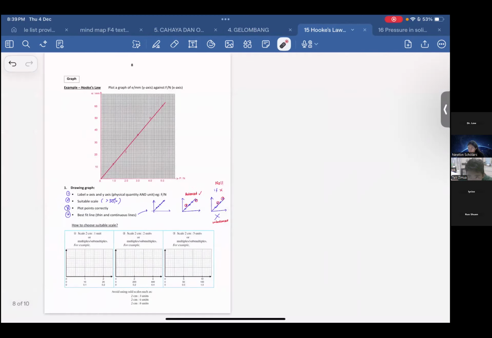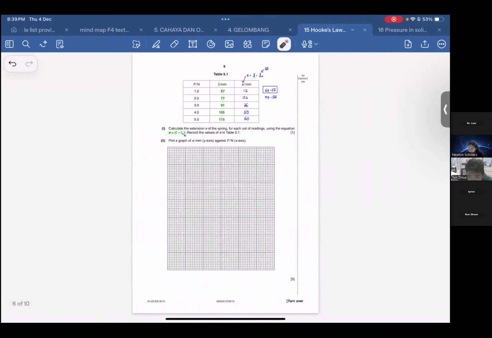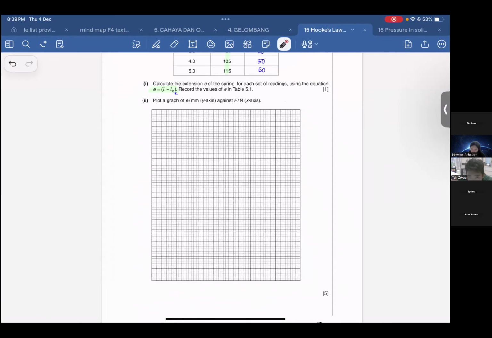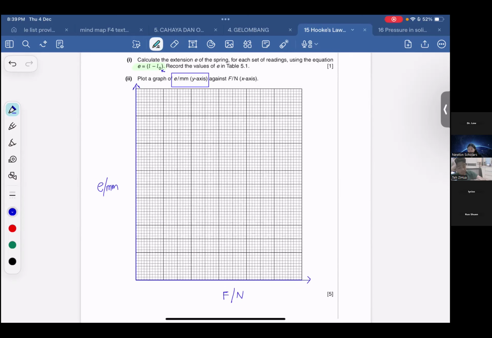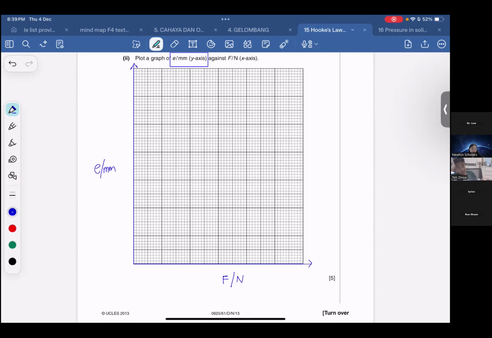Okay, we can come back to our graph here. We're trying to plot. So first we need to draw this line. Draw x-axis and y-axis. Okay, for the x-axis, they tell you already, E/mm, so we write E/mm. The y-axis is F/N. Then next step, like this, you already score 1 mark for the axes, 5 marks here. That means maybe for the points, they give you 1 more extra mark.